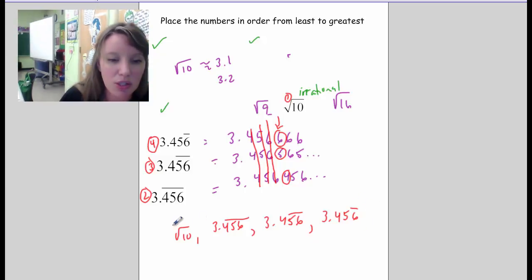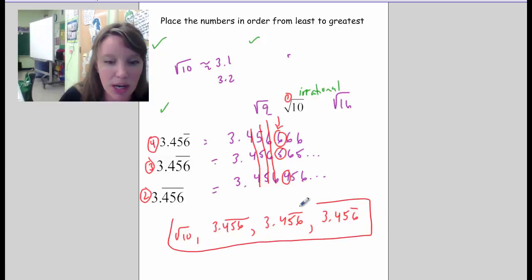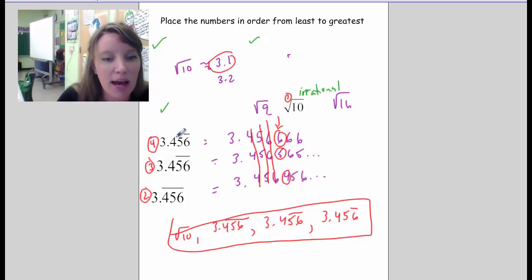But in order to compare the numbers, you're going to have to first estimate the square root to a rational approximation, and then take these repeating decimals and write out a few of the digits so that you can compare the place values there.